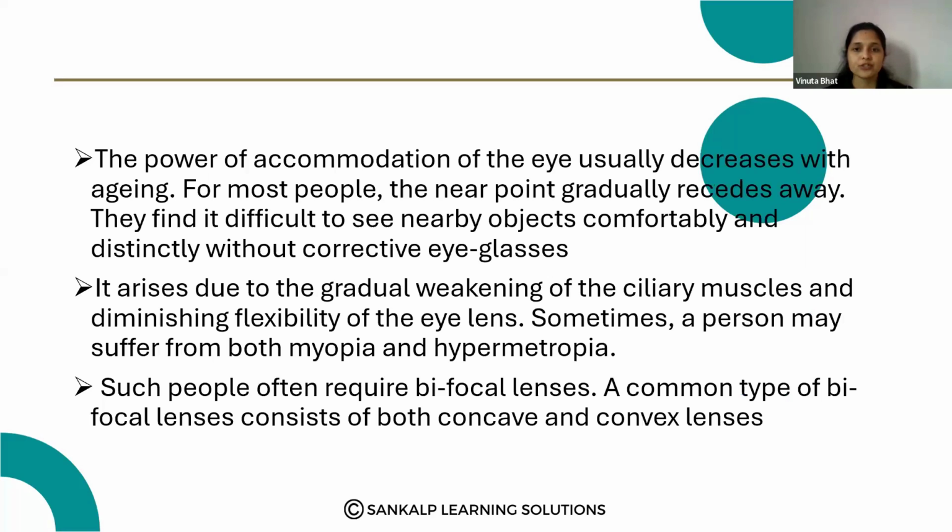The power of accommodation of the eye usually decreases with aging. For most people, the near point gradually recedes away. They find it difficult to see nearby objects comfortably and distinctly without corrective eyeglasses. It arises due to the gradual weakening of the ciliary muscles and diminishing flexibility of the eye lens. So sometimes a person may suffer from myopia and hypermetropia. So both lenses, that is bifocal lenses, should be used to correct this defect. So this is due to aging.